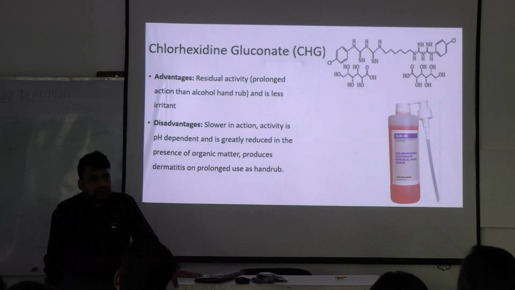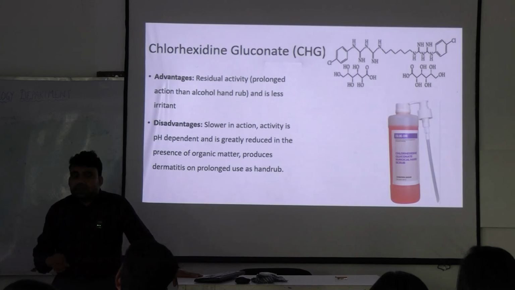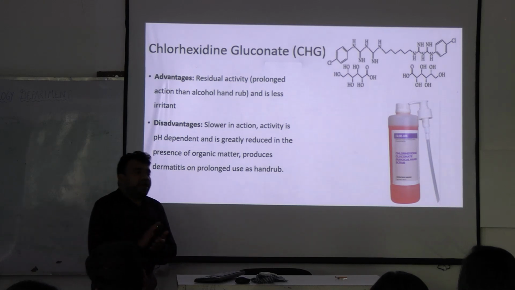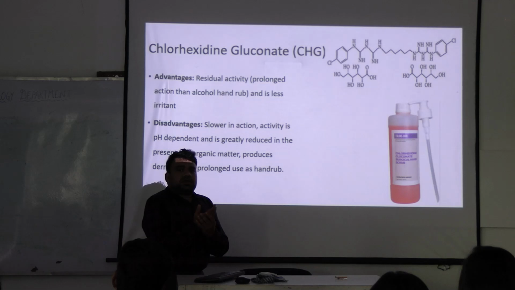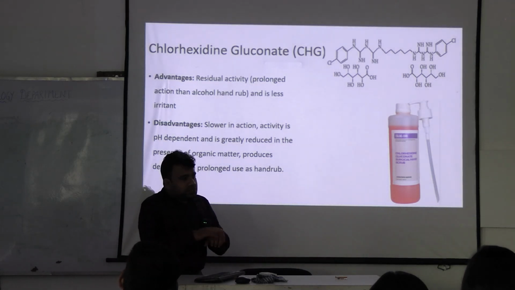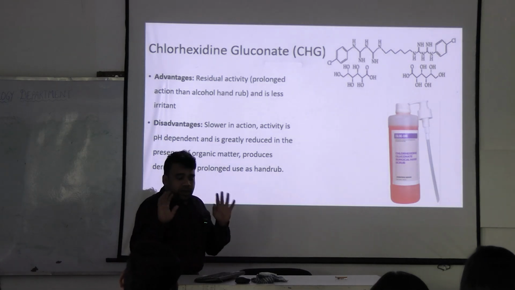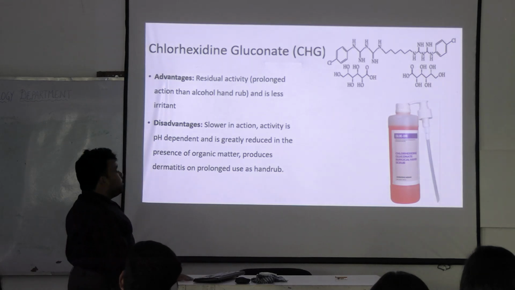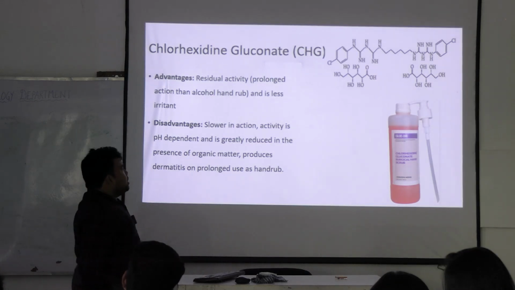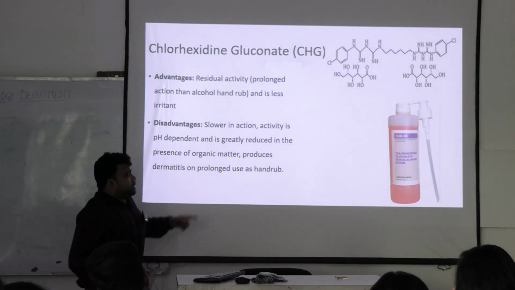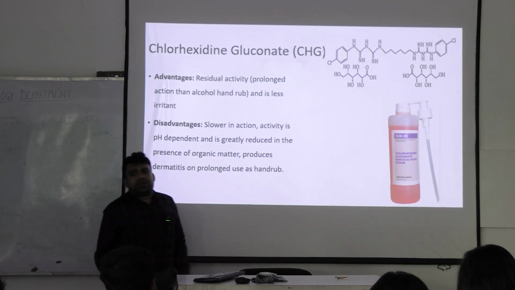If you use chlorhexidine, the activity of the chlorhexidine will remain for a prolonged period of time. This is very helpful for skin asepsis and even for hand hygiene. Once you use a hand wash and then use a chlorhexidine based hand scrub, what will happen? The residual activity will remain on the hand wash. Your hand hygiene or asepsis of the hand will be maintained for a longer period of time. But the disadvantage is that its action is slower, activity is pH dependent, and is greatly reduced in presence of organic matter.